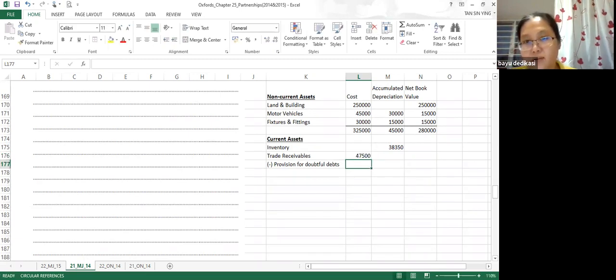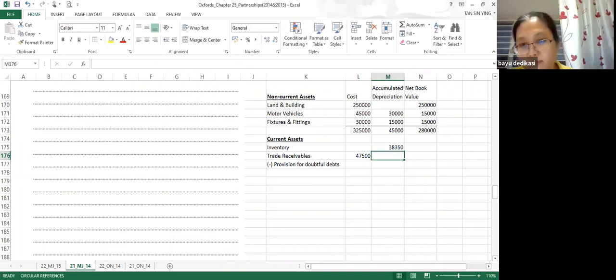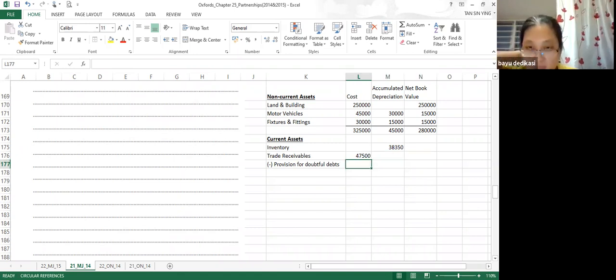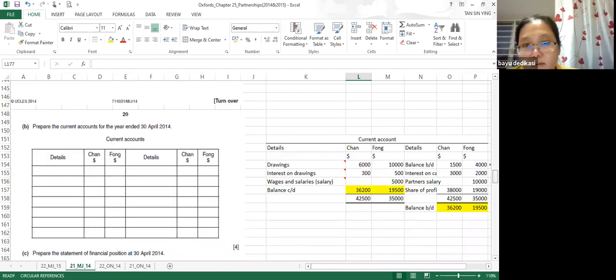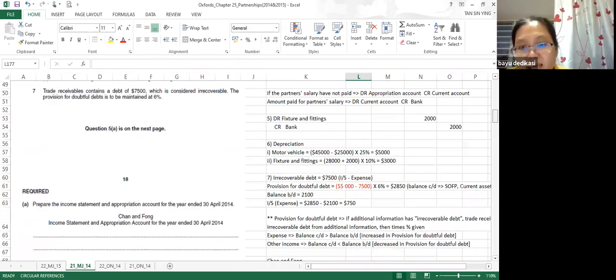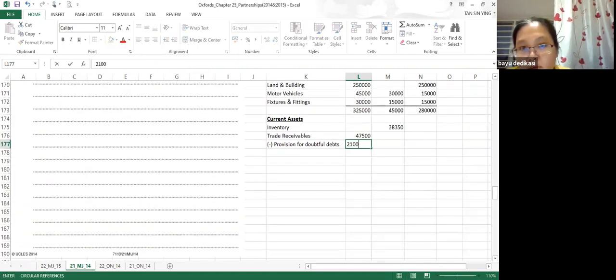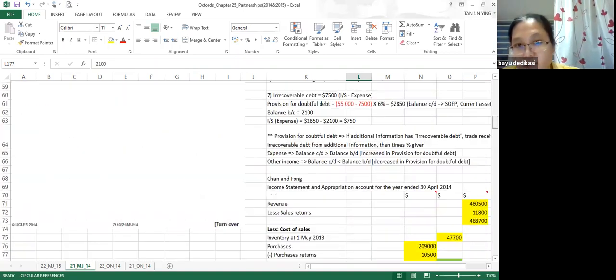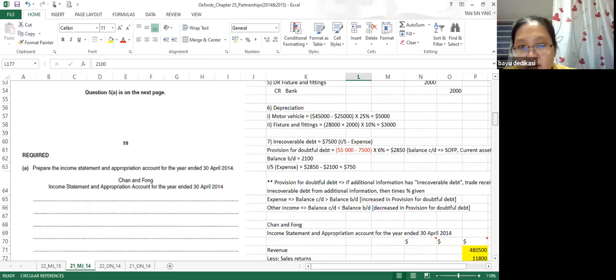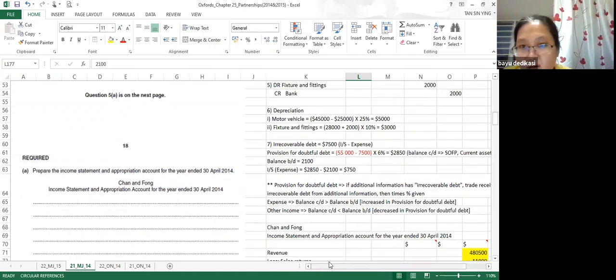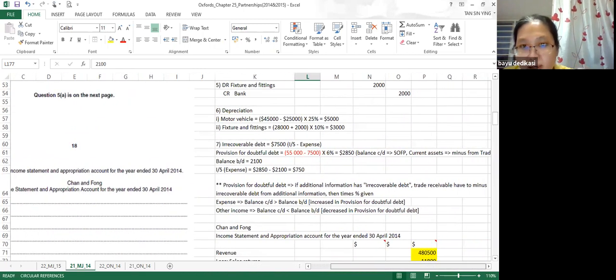Show your net amount. Then your provision for doubtful debt in the same row, in the same column. Go to your question information 7. Take your balance carry down amount. You look at, go up to your information 7. Which one is your balance carry down amount in the question information 7 that I've highlighted?